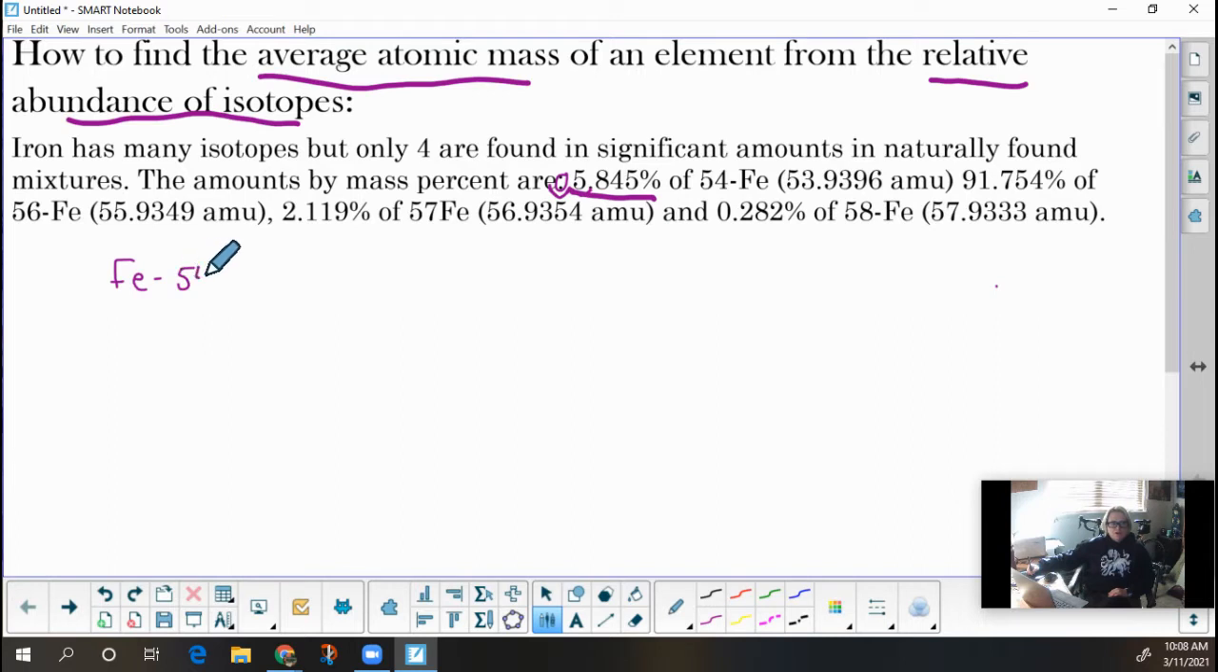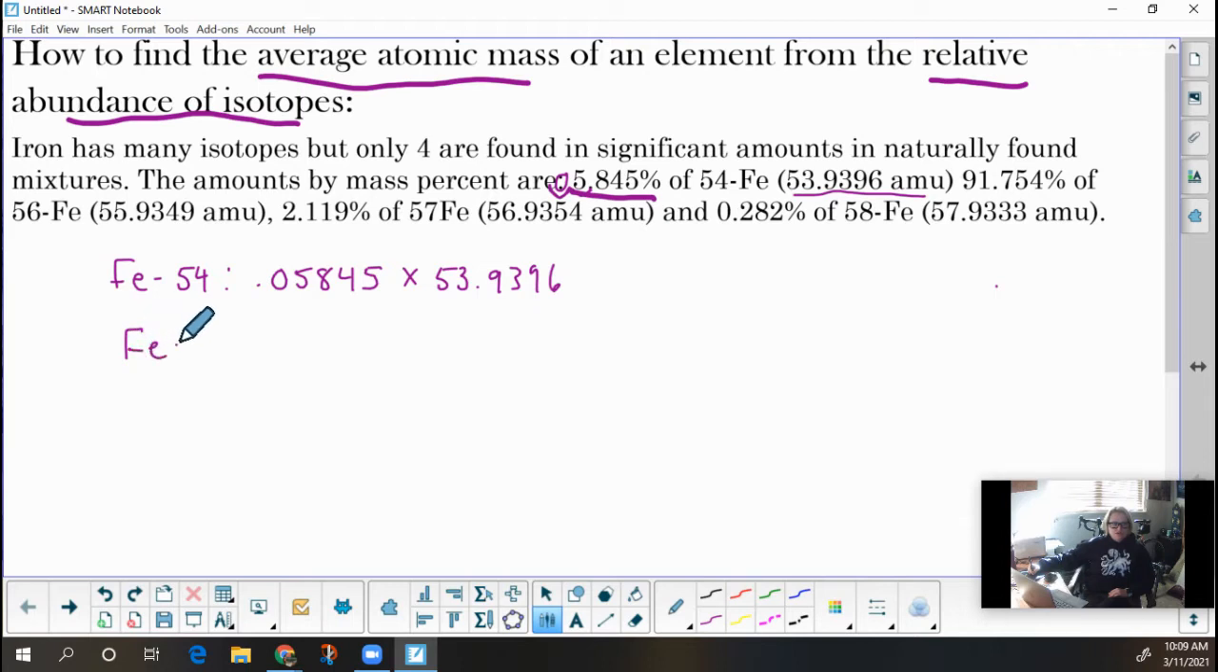So for the first isotope, which is Fe54, it's going to have a relative abundance of 0.05845. And I can times that by the atomic mass units, which is this one right here, 53.9396. And I'm going to repeat this process with all 4 isotopes.